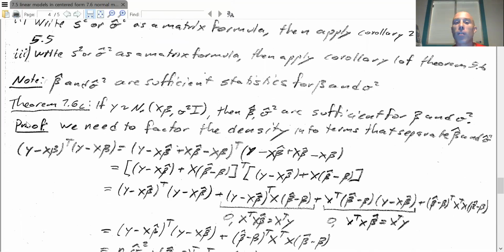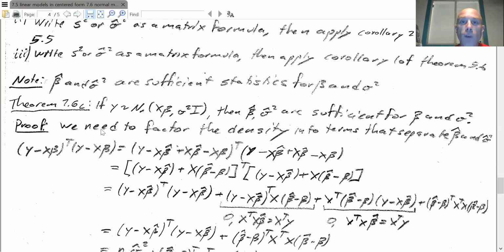All right, something that is important for us is the idea of a sufficient statistic. It works out that our maximum likelihood estimates are sufficient statistics. So how do we prove this? Well, we prove that we can factor the density, we can break it up so that the estimates are separate from each other. And that will tell us that they are jointly sufficient. So if Y is normally distributed with X beta as the expected value and sigma squared times I as the covariance, then beta hat and sigma squared hat are sufficient statistics for beta and sigma squared.